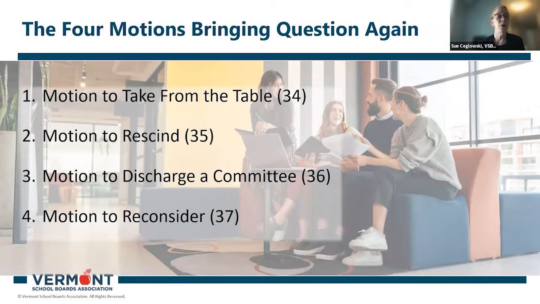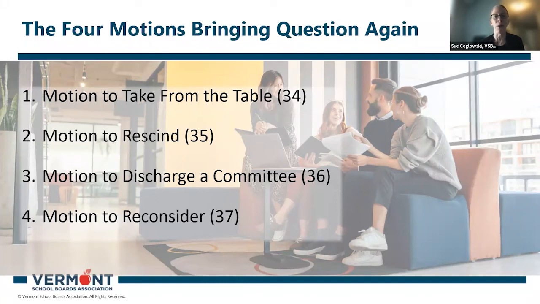So there are 4 motions that you can use to bring a question again. And I'm going to cover those in some detail here. As you can see, they are the motion to take from the table, the motion to rescind, motion to discharge a committee, and motion to reconsider. And the numbers that you can see on the slide after each one of those motions are the section in Robert's Rules where they are covered. And as you can see, each one of them has its own section. So there's quite a bit of information in the rules about these types of motions.